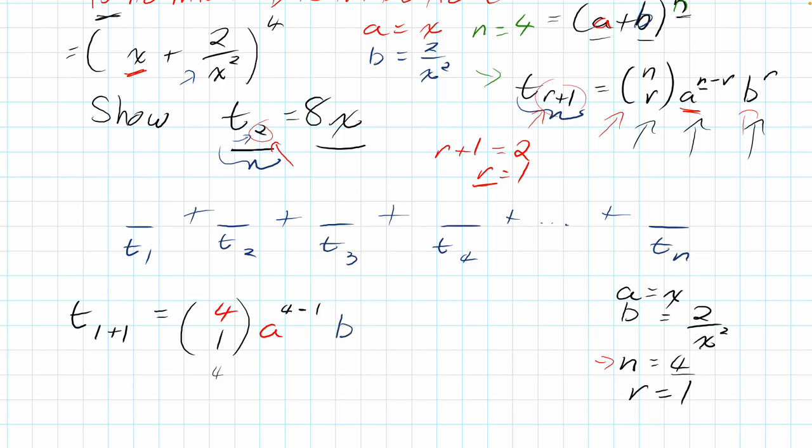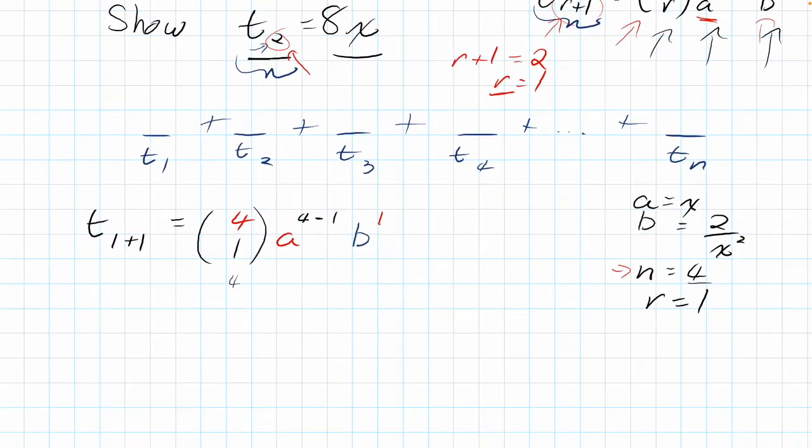And then r^b happens to be whatever the r term is in this case. So what is r? 1. Okay, so I got that piece. I'll do a little bit of the simplification here. We're looking for term 2, it looks like. 4 choose 1 is actually just the number 4, so I can write it as a coefficient. This ends up being a to the power of 3, and this just ends up being b. We could write power of 1, but it's not going to change anything.